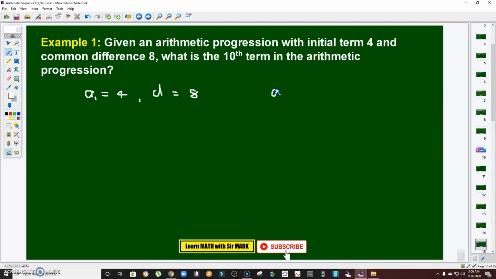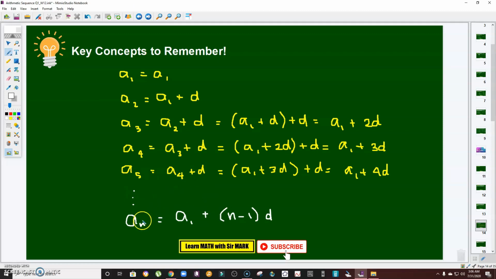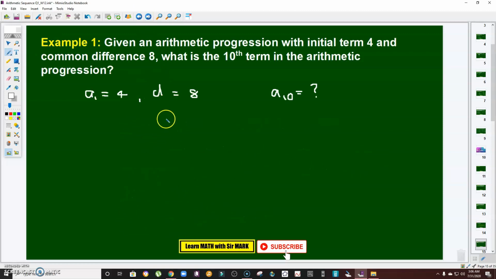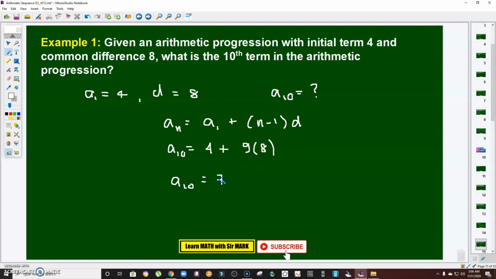Now, the question is, what is the 10th term? By simply following this formula, take note of this. I'll rewrite it again. The nth term is equal to the first term plus n minus 1 times the common difference. Since we're looking for the 10th term, that will be a sub 10. The a sub 1 is given, that's 4, plus n minus 1. Since n is 10, that's simply 10 minus 1, or 9, times the common difference, which is given, that is 8. Therefore, madali lang. So a sub 10 is simply 72 plus 4, or 76.